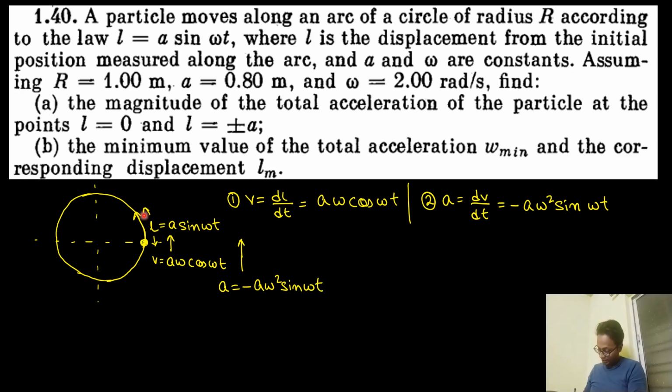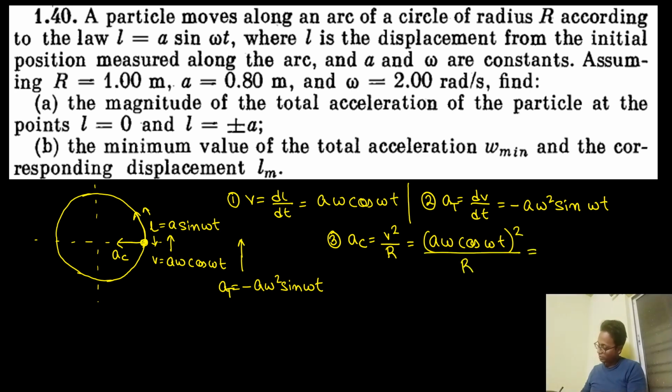Note one thing out here. The acceleration is along this direction. And what is the acceleration along this direction called? Tangential acceleration. So this is nothing but tangential acceleration. And in circular orbit, there is another acceleration. What is that acceleration called? Centripetal acceleration or radial acceleration. And what is the formula for centripetal acceleration? V square by R, where V is equal to a omega cos omega t, so centripetal acceleration is equal to a square omega square cos square omega t divided by R.